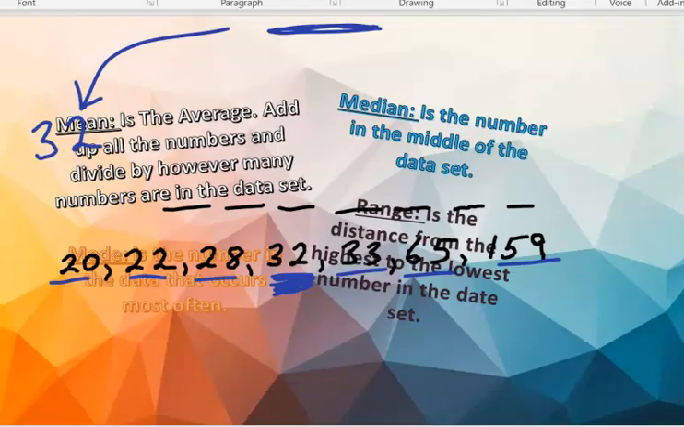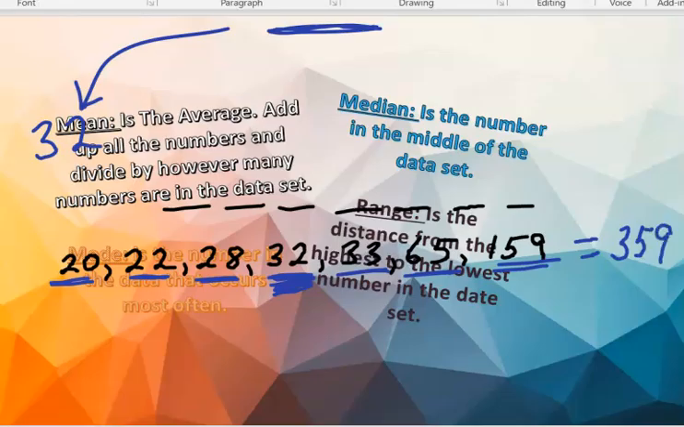Now we need to find the mean, which means we have to add all of these up and then divide by, how many is in the data set? 1, 2, 3, 4, 5, 6, 7. So we're going to have to add them all up and then divide by 7. So if you take 159 plus 65 plus 33 plus 32 plus 28 plus 22 plus 20, it is going to equal 359. All right, so that's our total.